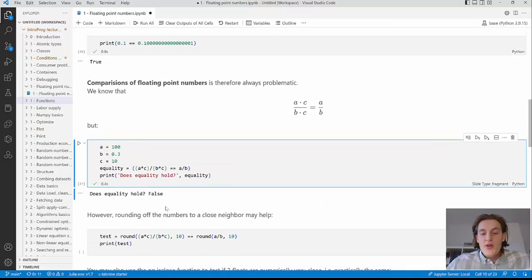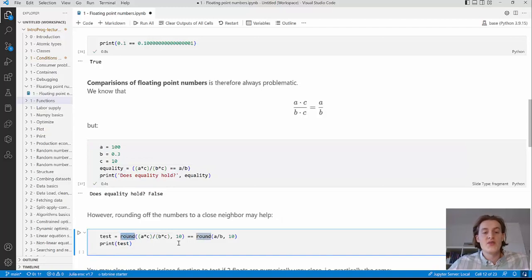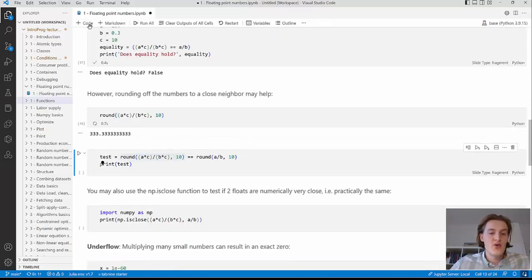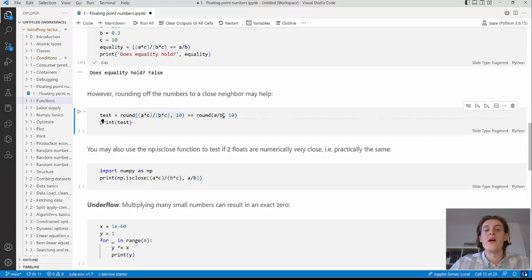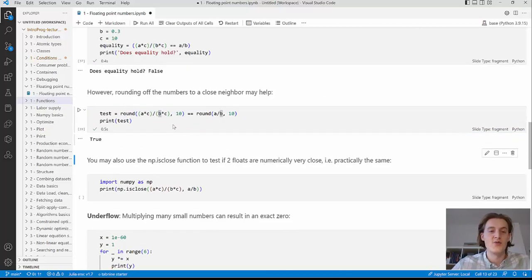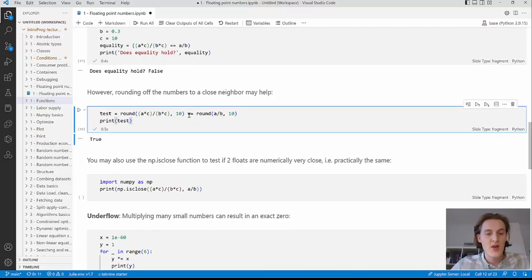A thing to deal with this in practice is to round off the numbers. So you use this inbuilt function called round, which basically just rounds the number to 10 decimals, so I can show you what pops out of it. And then you can test, okay, are these numbers equal to each other? And then Python will be like, yeah, they are actually equal to each other if you round them to the decimals that we care about as humans.